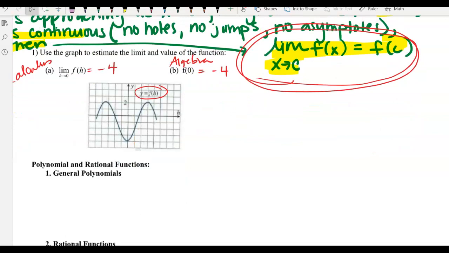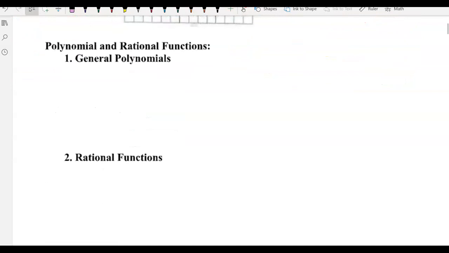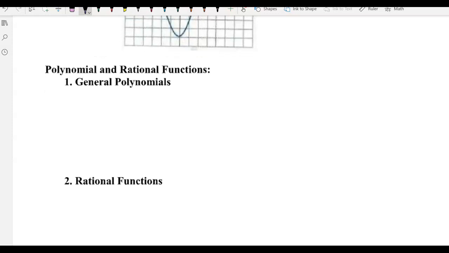Let's review some polynomial and rational functions. Angie, are we going too fast? Okay, good. I just want to make sure. Okay, here we go. Polynomial function, students. This is continuous and smooth, okay? And smooth.